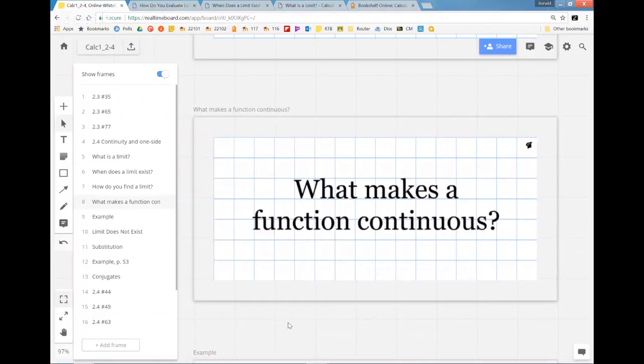And then we just have one more video to look at. What makes a function continuous?